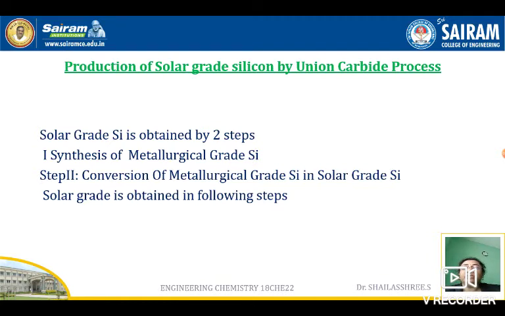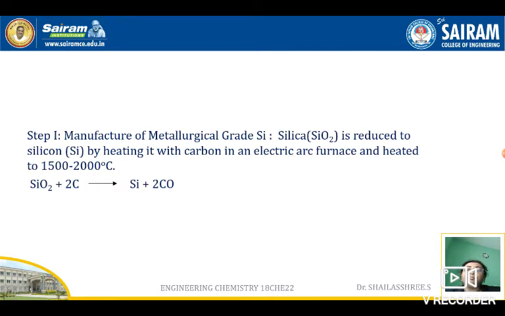Here it is synthesized using two steps. The first step is the synthesis of the metallurgical grade silicon, and then the conversion of the metallurgical grade silicon into the required solar grade silicon. Here two types of silicon are available: one is the metallurgical grade silicon and the other is the semiconductor grade silicon.